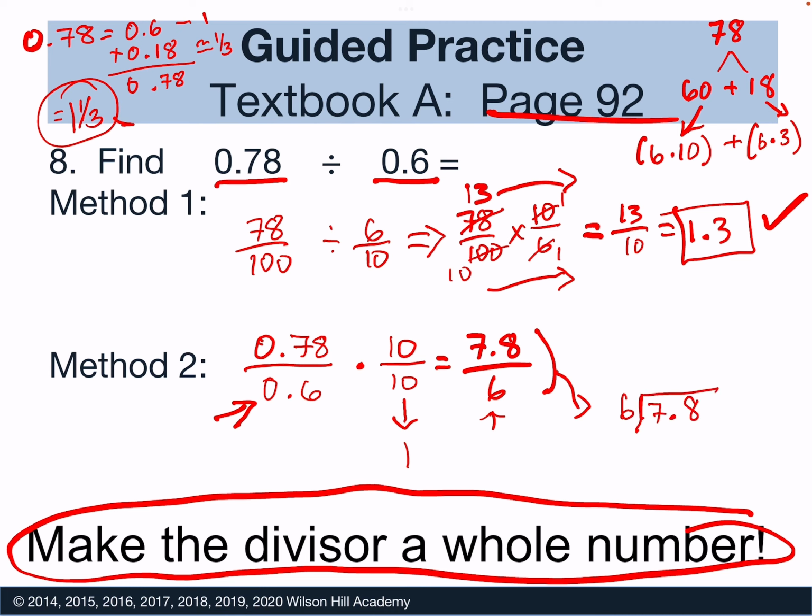Now, what do I do? The question is, what do I do with this decimal point? I'm going to move it straight up, and I'm going to leave it there, and then I'm going to divide as if I have no problems. All right, so 6 goes into 7 once. 1 times 6 is 6. Subtract it. 1, bring down that 8. All right, 6 goes into 18 3 times, I get 1.3. And that is a reasonable answer because it's very close to my original estimate. All right, I'm happy with this.